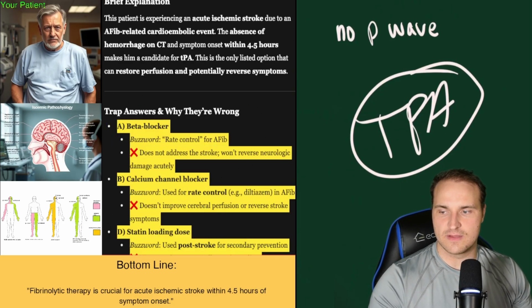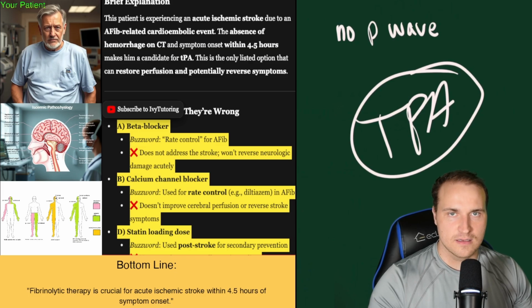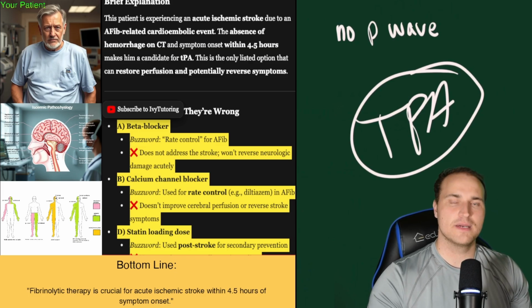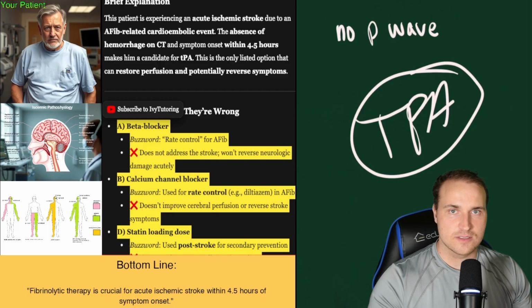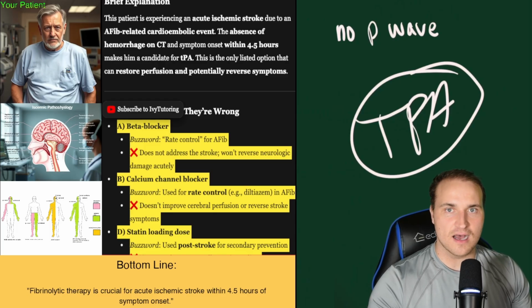Here's the explanation and some of the trap answers and why they're wrong. But basically, atrial fibrillation is the most common cause of embolic stroke. So if a patient shows up with sudden onset of weakness, slurred speech, and an irregular rhythm, you should think of a cardioembolic stroke. And the window of treatment is super short. You've got 4.5 hours to give TPA and rescue the brain tissue.